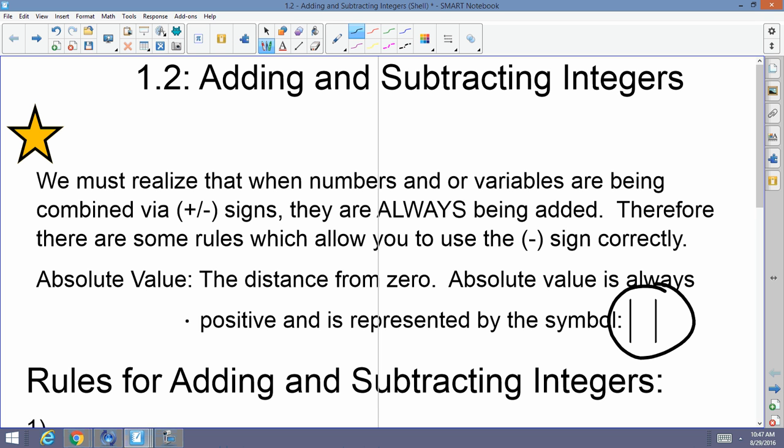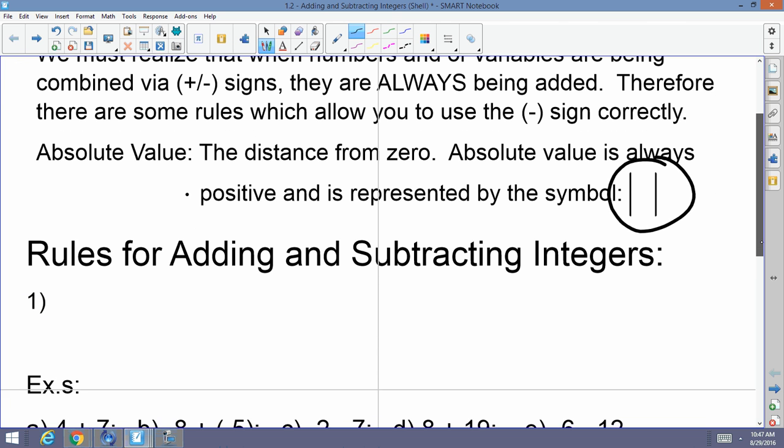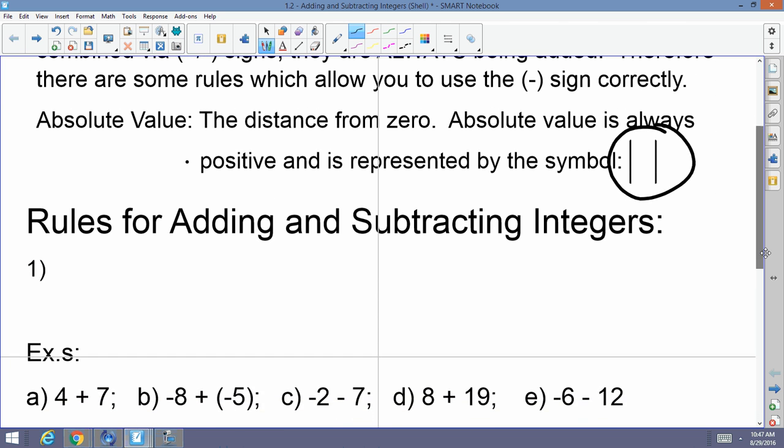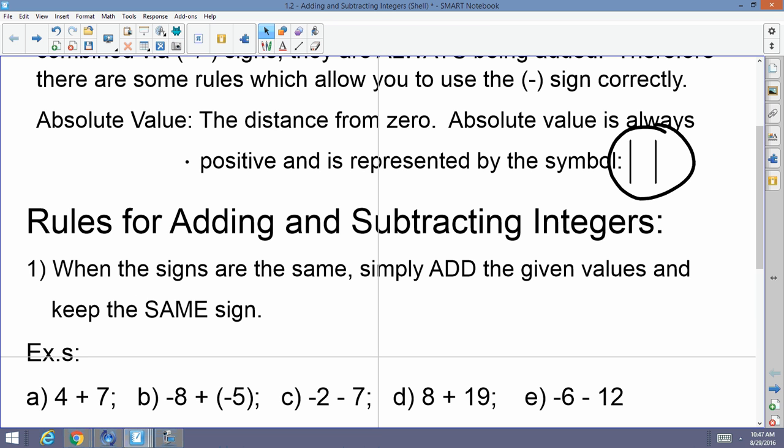Okay. Now, there are rules, as with most things in math, for adding and subtracting integers. Rule number 1. Gentlemen, when the signs are the same, you simply add the values and keep the sign. When the signs are the same, you simply add the values and keep the same sign. It's literally that easy, gentlemen. Okay? Now, let's look at what I'm talking about.